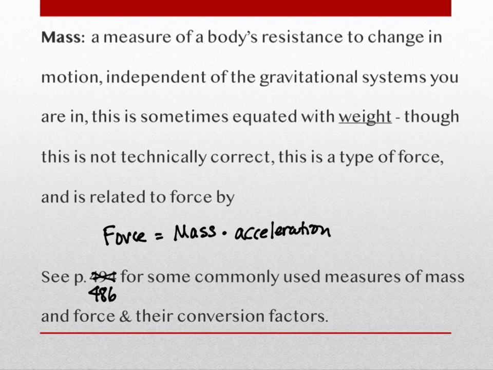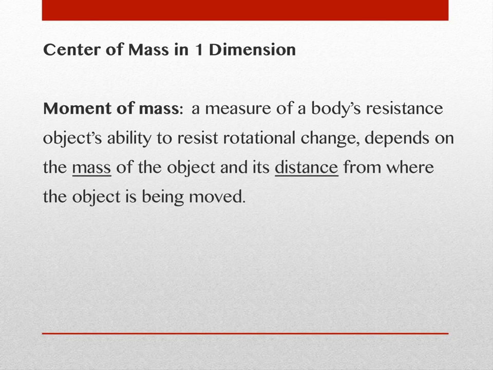What we're going to talk about is something called moments. We're generally going to talk about what's called center of gravity or center of mass. The first thing we need is moment of mass. A moment of mass is a measure of an object's ability to resist rotational change. It depends on the mass of the object and its distance from where the object is being moved.